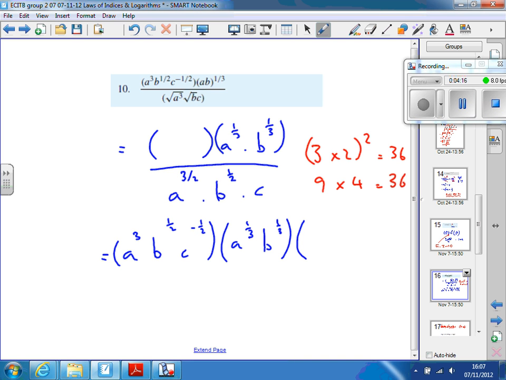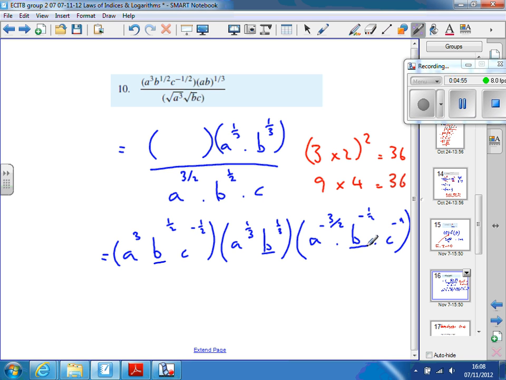Now, I can bring these up and call them negative. So this will be a to the minus 3 over 2, b to the minus a half, and c to the minus 1. So I use the laws of indices to write everything on the top line and call it a negative power for the final bit. And now I can add together all the a's, the b's, and the c's. I can add a 3 plus a third minus 3 over 2. So there's a bit of fraction work to go on. For the b's, it's a half plus a third minus a half, and so on.